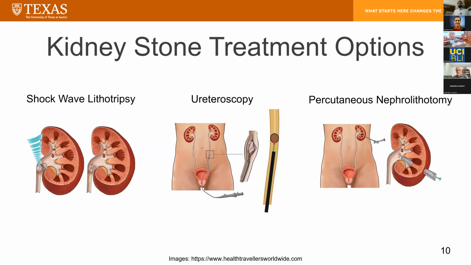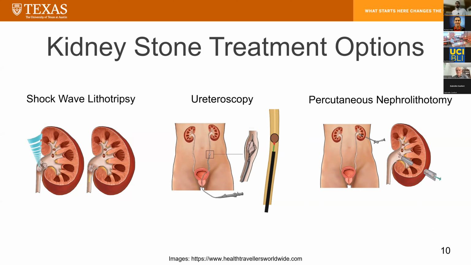So the treatment options can include shockwave lithotripsy, which is done from outside of the body, where shockwaves are focused to the stone and are used to break it up. Or you could do a ureteroscopy, where a scope is placed up through the ureter, and using a basket or a laser, you can break apart and remove the stone fragments.